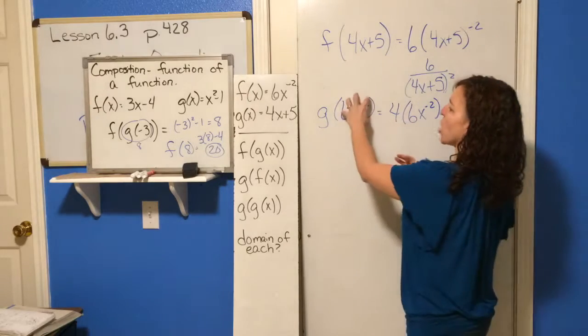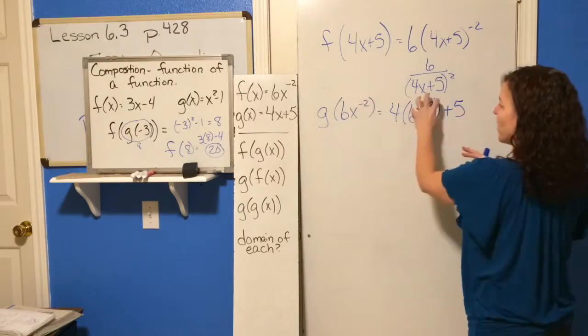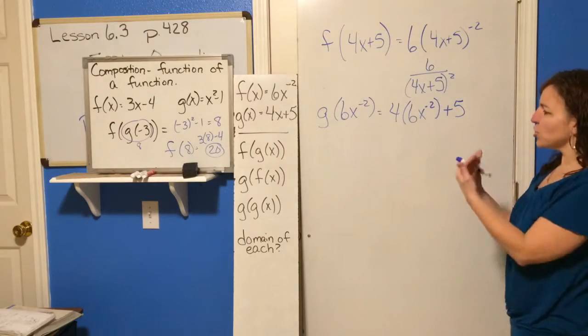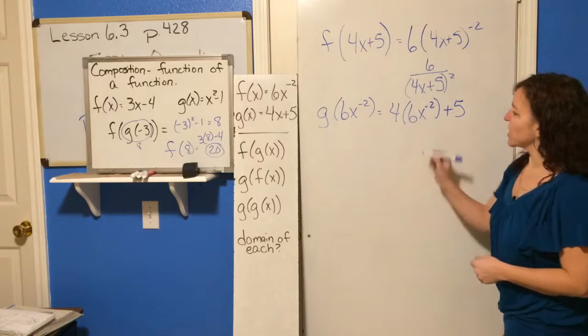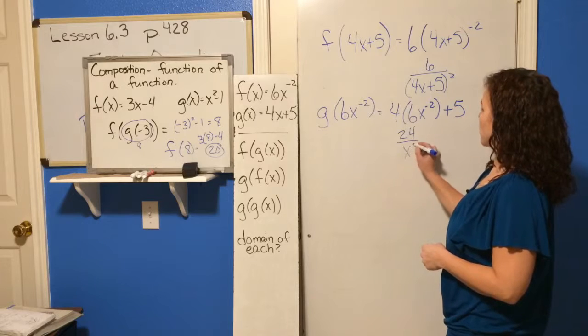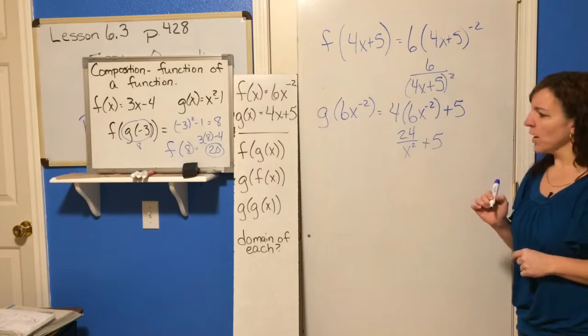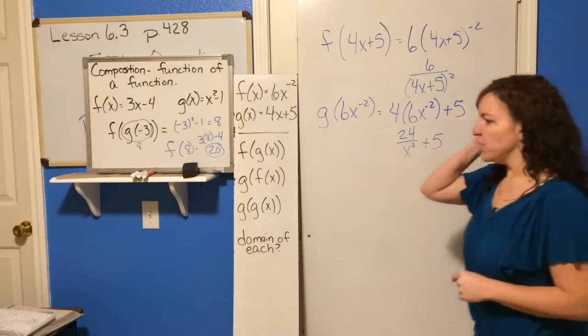So this whole part, this whole puzzle piece went in for x. So that whole thing got put in here for x. So then you're just going to simplify. So 4 times 6 is 24. 24 over x squared plus 5, and you're done. All right. One more, g of g of x.